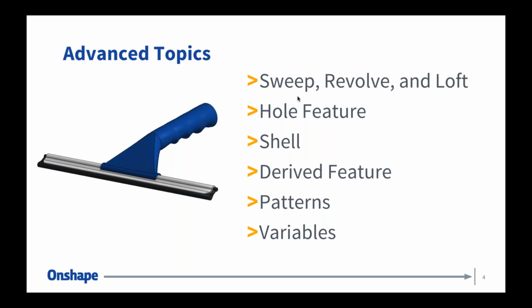Now, as I mentioned, I'm going to start with sweep and revolve, then we're going to get into loft. Hole feature is a big one if you're trying to create counterbores, countersinks, those kinds of things. Shell, obviously a very important command. And then we get into derived feature when we start talking about multi-part modeling and the need to model parts with contextual relationships to one another. I'll give you an example of all these in just a second, and then we're going to end on patterns and variables.